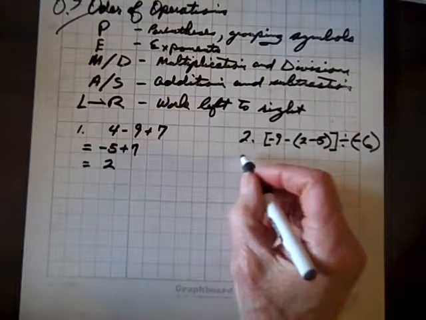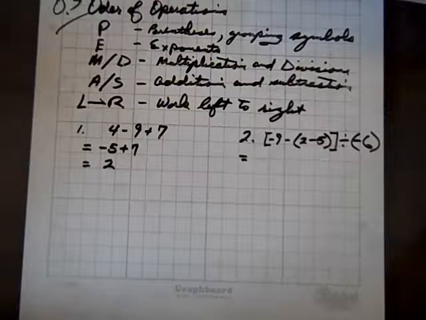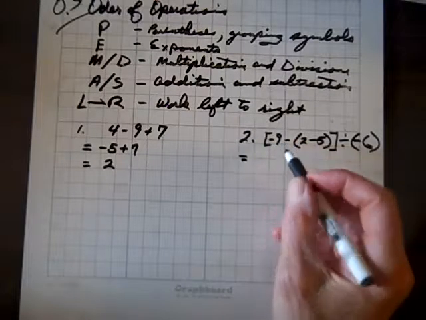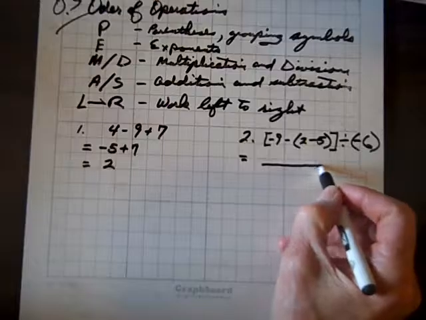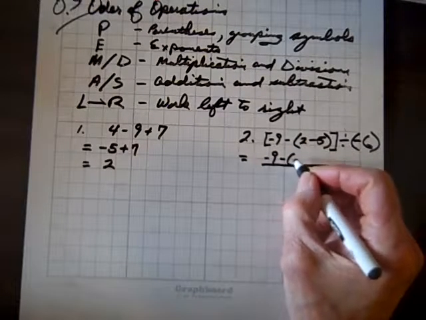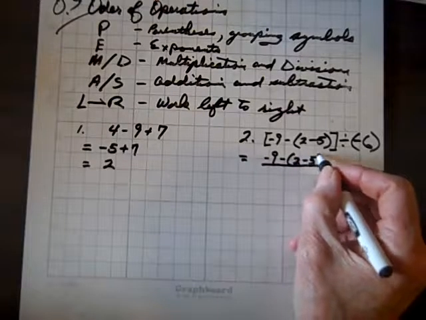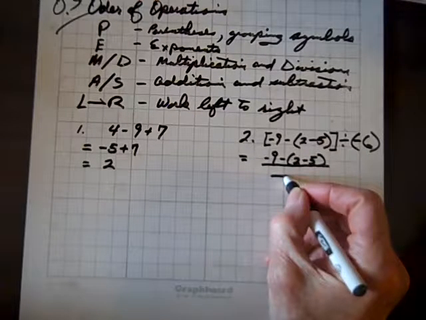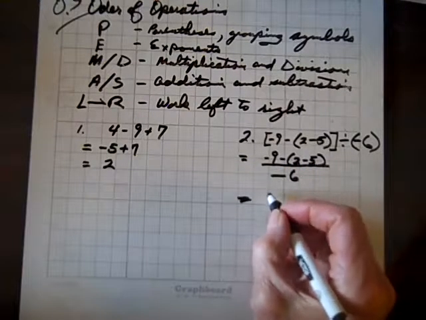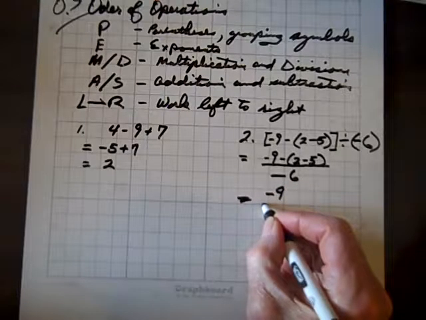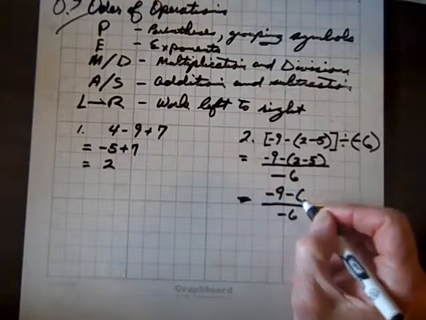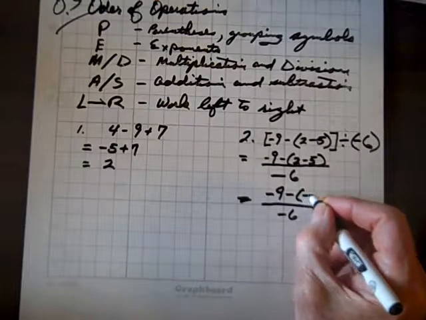Let's do our number 2 here. Well, we can regroup this in this manner, and that's going to be negative 9 minus 2 minus 5 divided by negative 6, which equals, now we have to take care of the parentheses first, so we have negative 9, and we have this negative 6 here. And minus, and 2 minus 5 is negative 3.